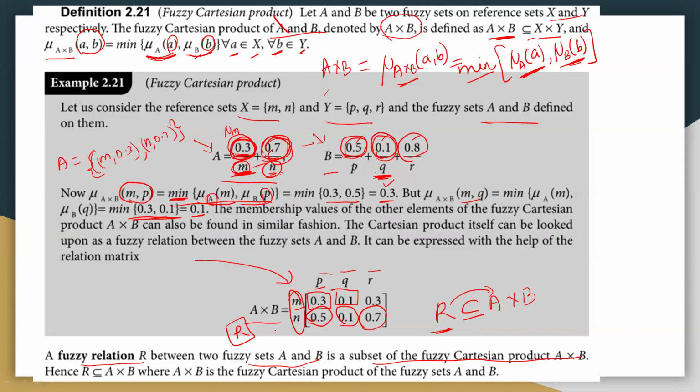A cross B is the fuzzy Cartesian product of the sets A and B, which we already know. It is called a fuzzy relation because we have already found this product, and from among that we are trying to find a relation. So this has to be a subset.